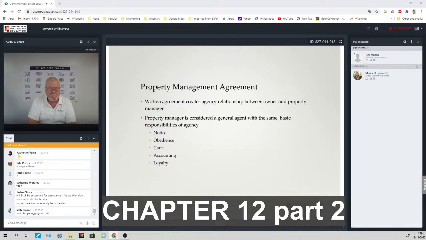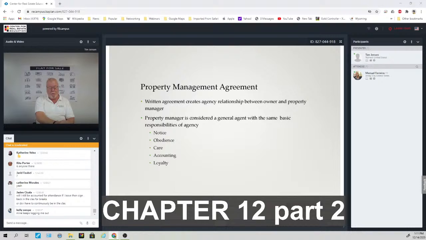Because the property manager is acting as an agent for the property owner, they're going to have agency responsibilities. Now, there is a licensing requirement here. If you are a direct employee of the building owner and you're hired to manage the property, then you do not need a real estate license. However, if you're not an employee of the building owner and you're hired to manage the property, then you must have a New Jersey real estate license.